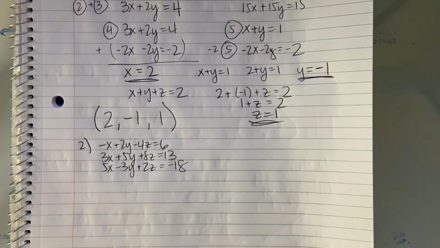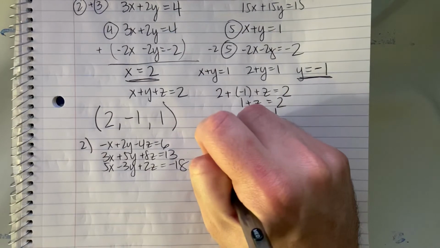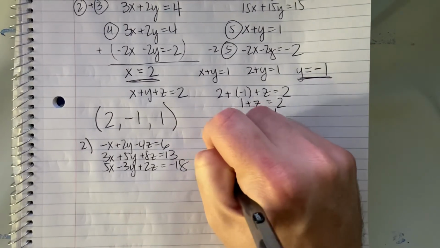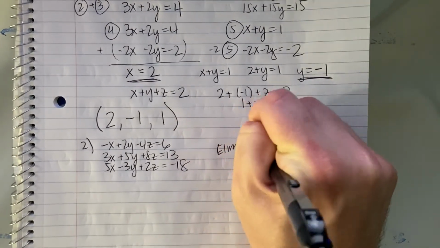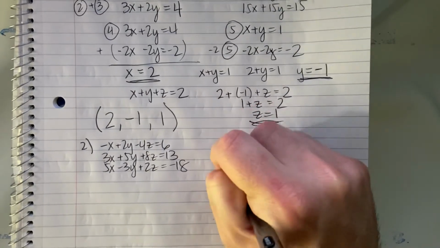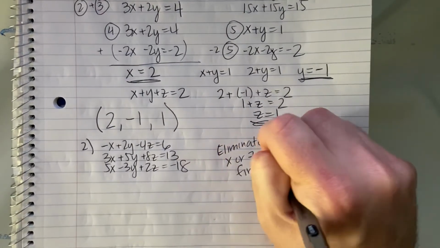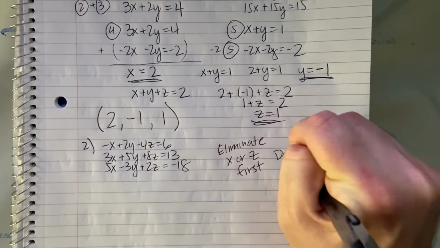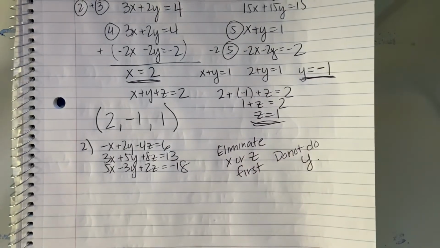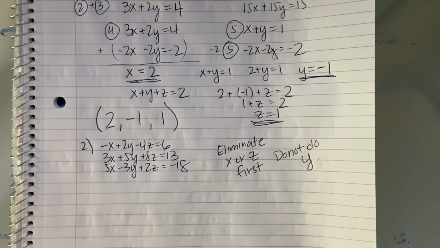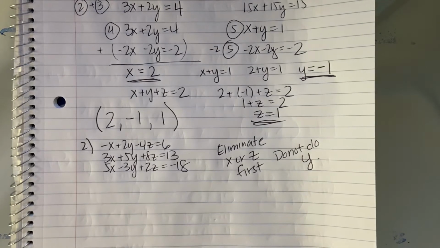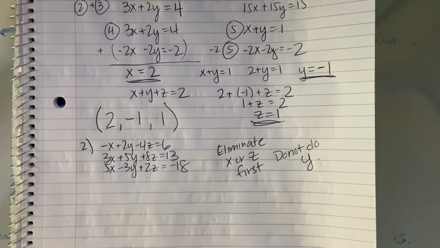So if you're going to do this, eliminate x or z first. Do not do y. While it's possible to do y, it will make your life much harder if you go for y. You're going to be multiplying both equations.